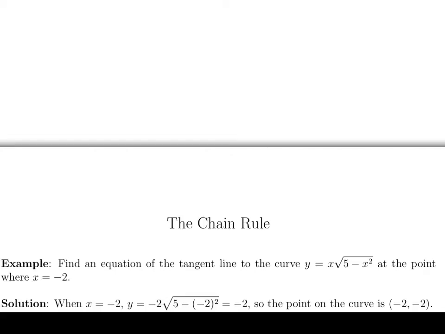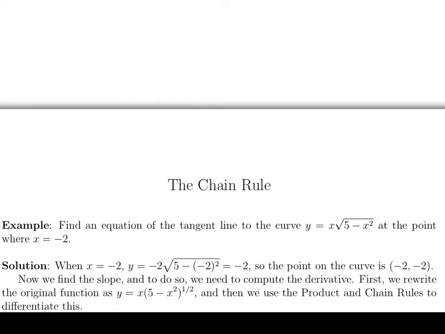So for the point, we know that the x value is -2. We'll take that -2 and plug it into the equation. So when we plug -2 in, we get this. And if you simplify all that, you'll end up with -2. So that gives us the y value. So we know now that the point on the curve, the point of tangency, is (-2, -2).